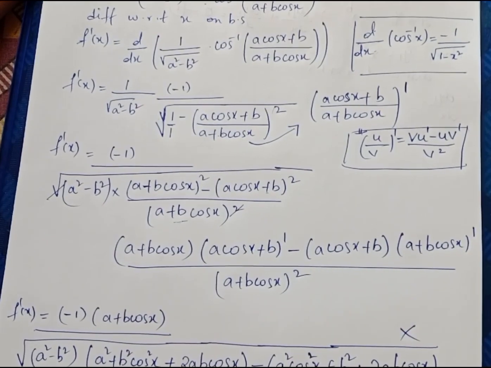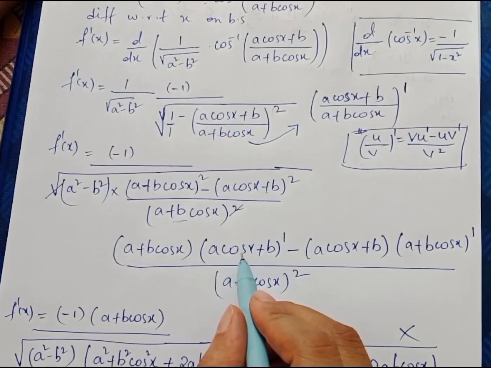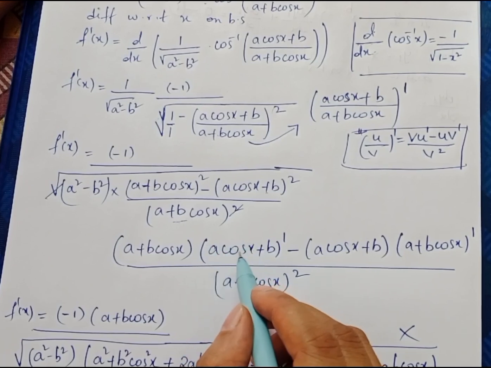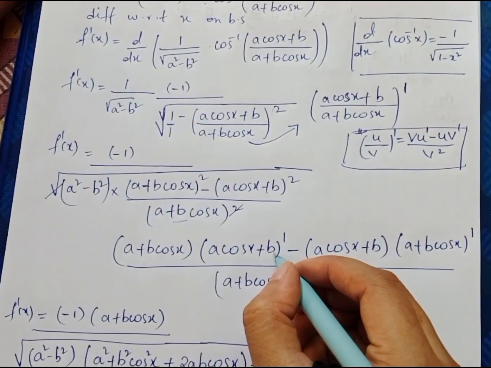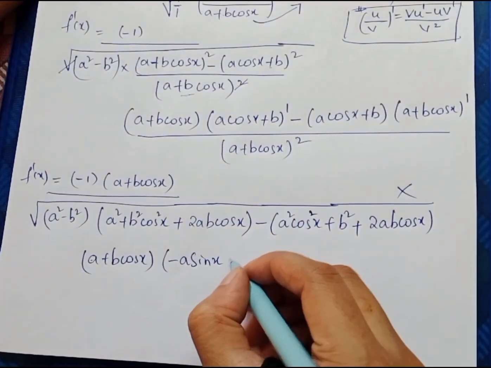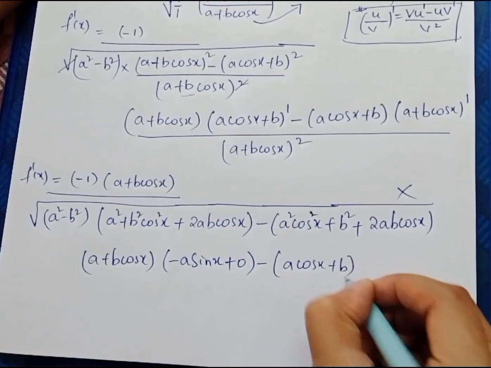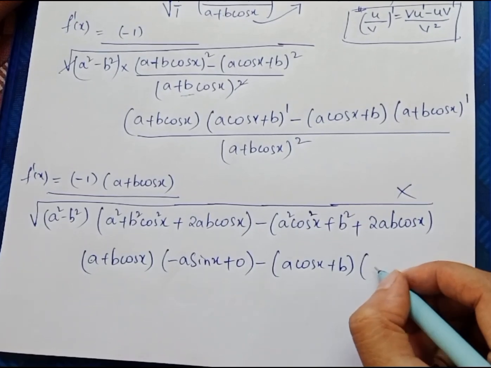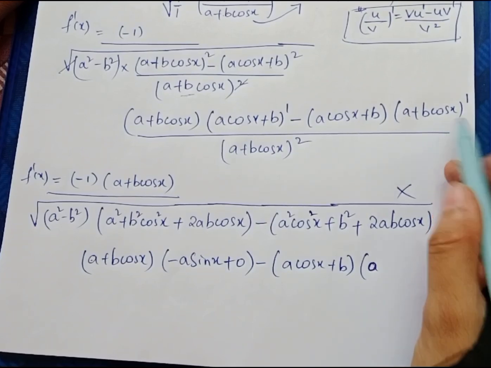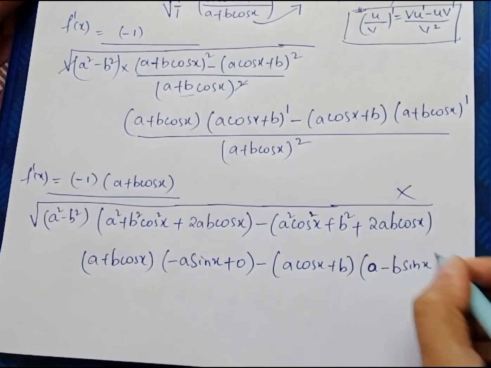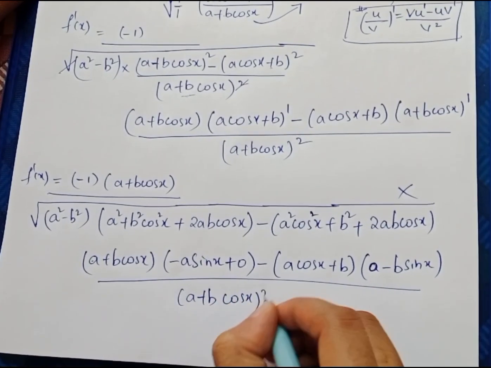So it is a plus b cos x. Now the derivative of cos x is minus sin x. So here we'll find the derivative of this term. So it is minus a sin x, and b is constant, so the constant derivative is 0. So it is plus 0 minus a cos x plus b, and again here the same: a is constant, its derivative is 0, and cos x derivative is minus sin x, so it is minus b sin x whole by (a plus b cos x) whole square.